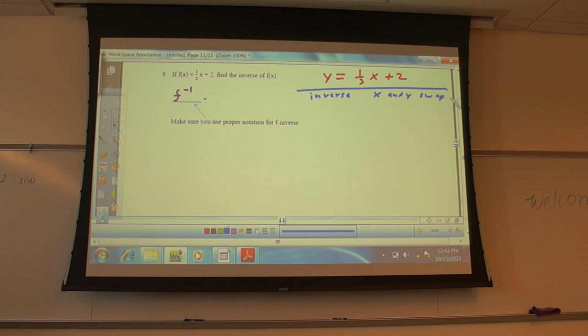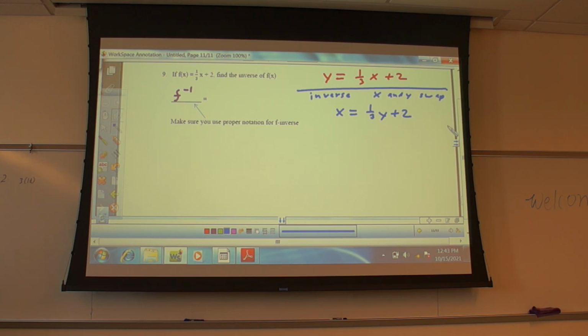All right, remember x and y swap in the inverse, so everybody should write, everyone's written down the second step? David, did you write down the second step yet? Okay, so the second step is what? X equals 1/3 y plus 2. Right, you just swap them. That's the second step.